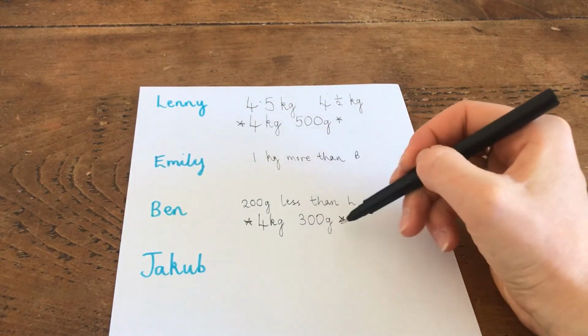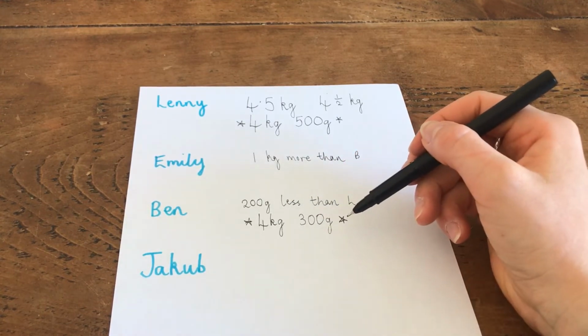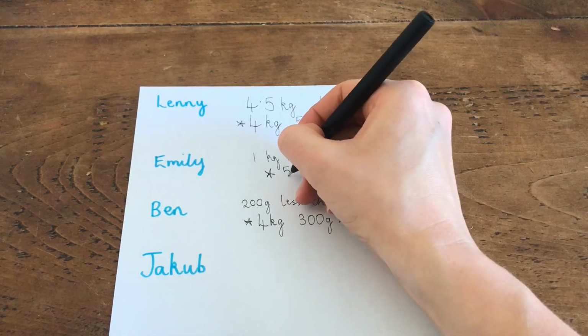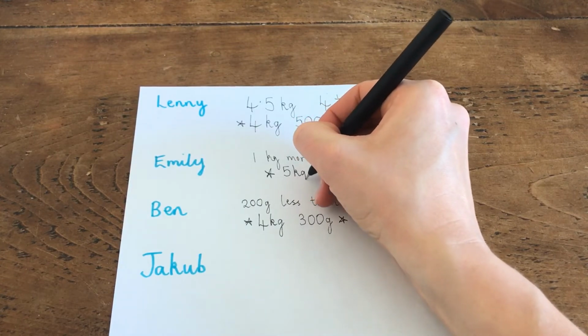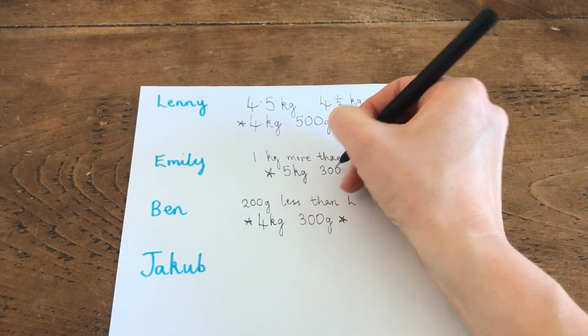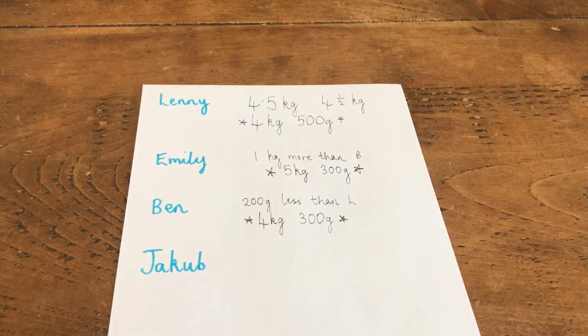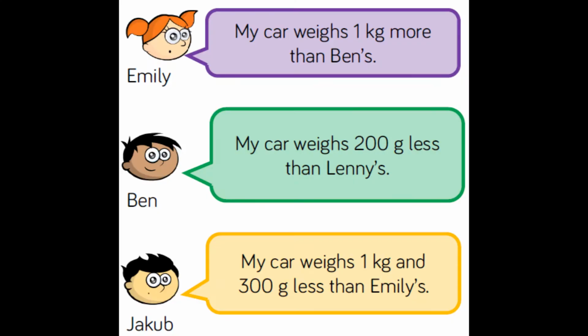Okay, so let's have a look at Ben's. What would 1 kilogram more than that be? Quite easy, this one. 1 kilogram more, we would now have 5 kilograms rather than 4. And we'd still have our 300 grams. So that is Emily. So now we just need to find out Jacob's car weight. So Jacob's car weighs 1 kilogram and 300 grams less than Emily's.